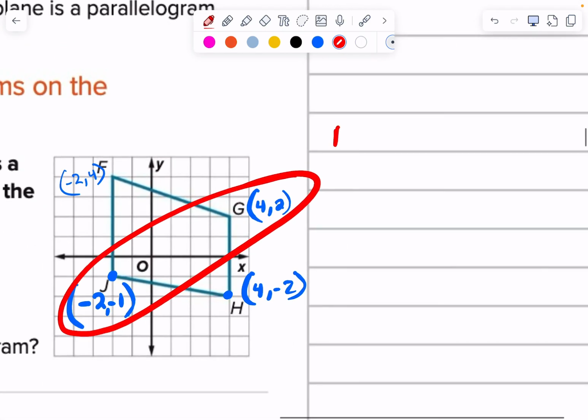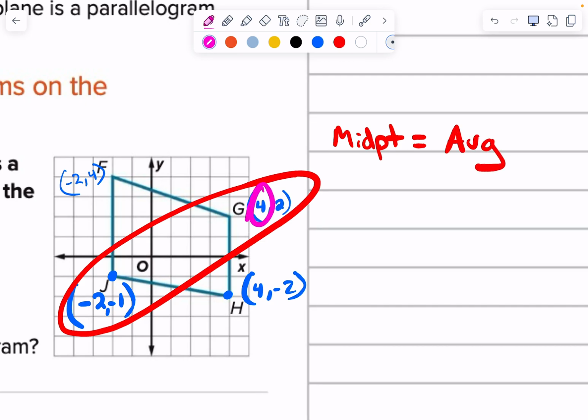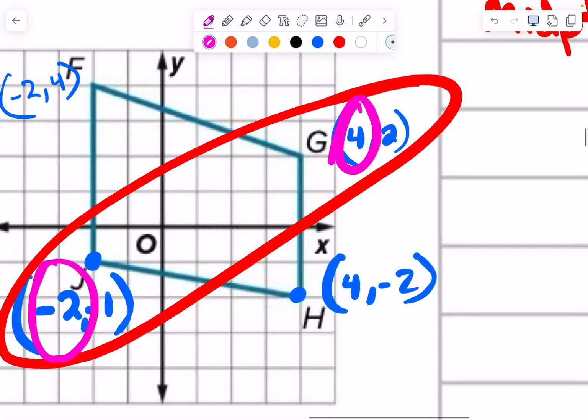Finding the midpoint is like finding the average. So I'm going to average those together. If I average 4 and -2, you're adding them. 4 plus a -2 is how much? 2. And 2 divided by 2 is? 1. So we have 1 comma something, right?